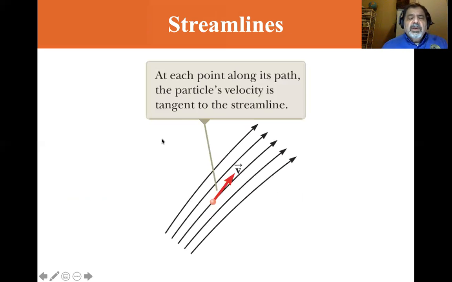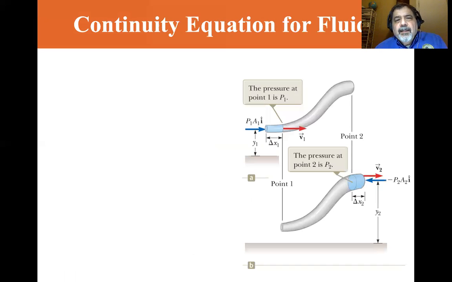So when we have these conditions, the fluid flows in streamlines. At each point along its path, the particle's velocity is tangent to the streamline. You can see the little red velocity vector is tangent to one of the lines that is indicated. Okay, so let's look at the continuity equation for fluids.